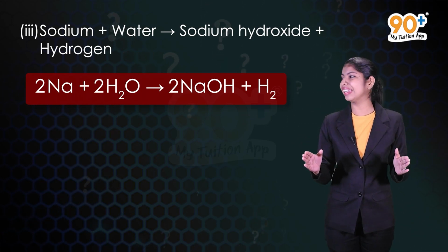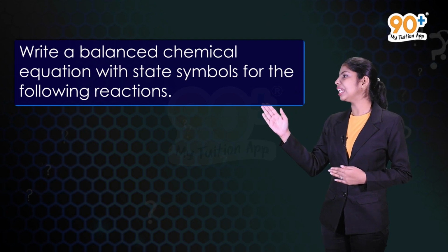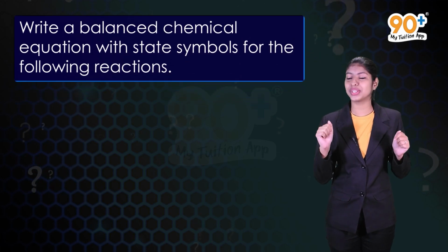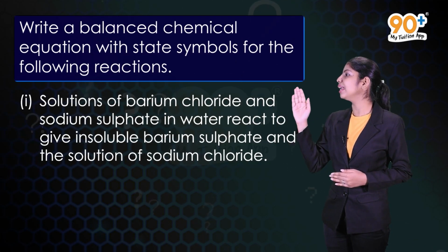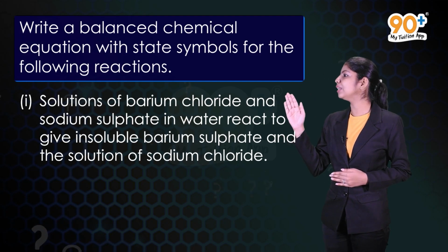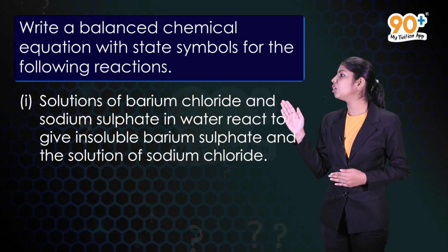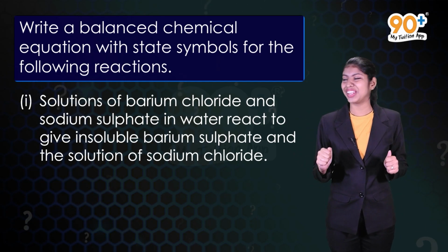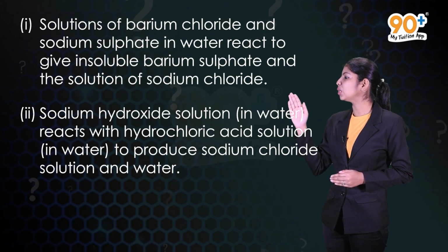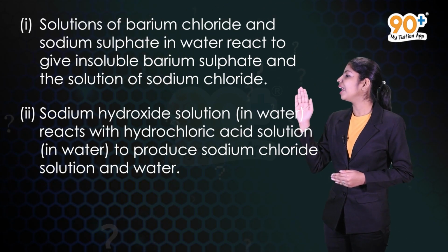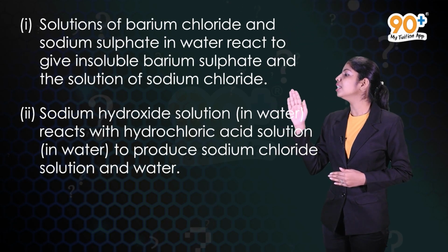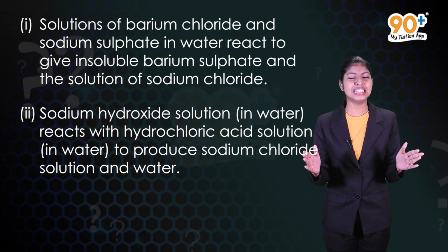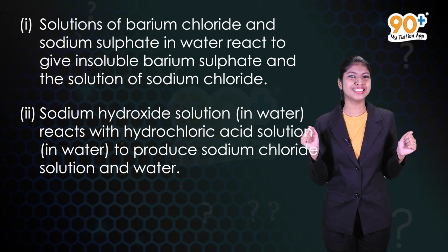Our next question is, write a balanced chemical equation with state symbols for the following reactions. First reaction is solutions of barium chloride and sodium sulfate in water react to give insoluble barium sulfate and solution of sodium chloride. And the second reaction is sodium hydroxide solution in water reacts with hydrochloric acid solution in water to produce sodium chloride solution and water. So friends, are you ready to answer this question?